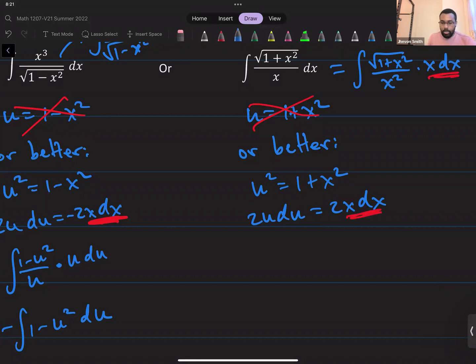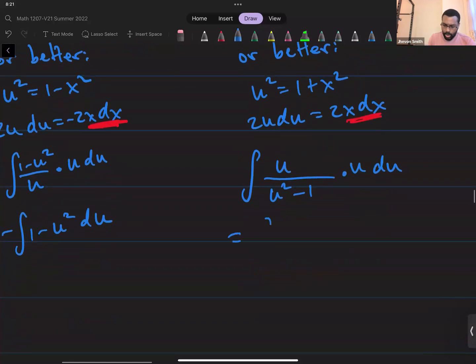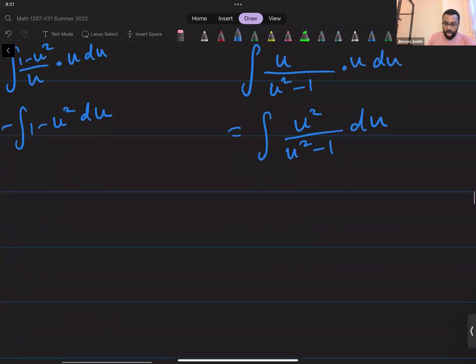And it actually makes everything better because now I have this x squared as well, which I know from this equation. My x squared is going to be u squared minus 1. And so my integral would become u over u squared minus 1 times u du. So this is u squared over u squared minus 1. And now we know how to deal with that.